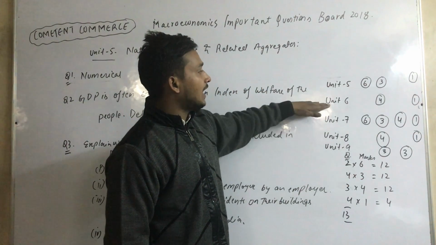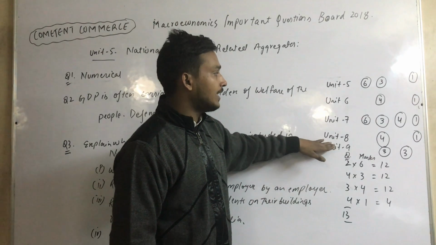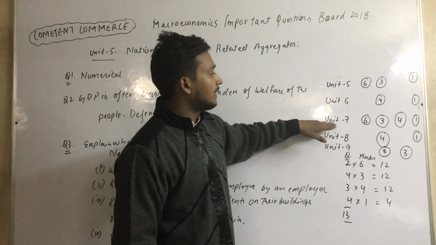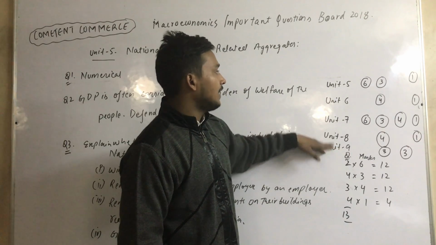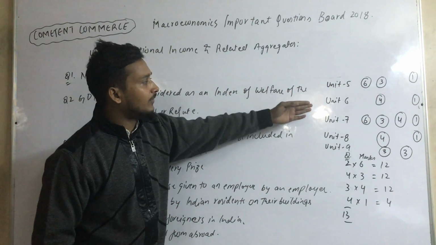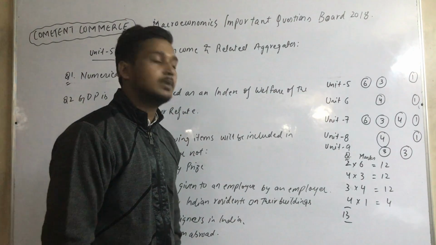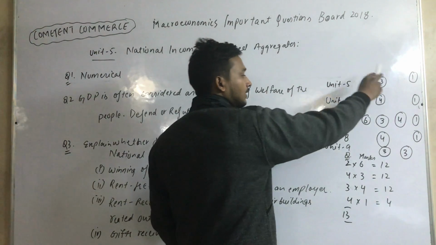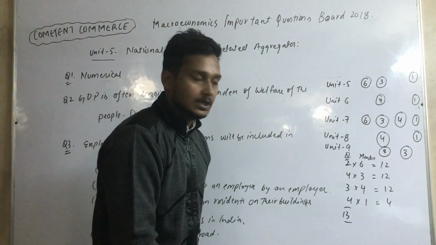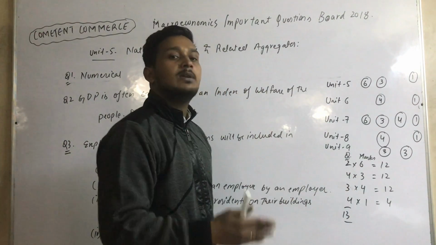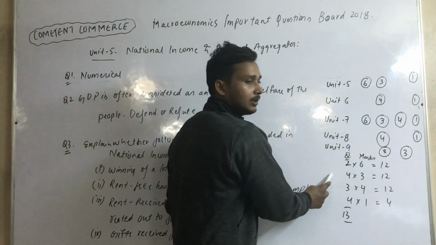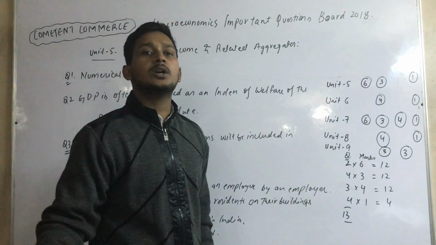4 mark questions can be asked from unit number 6, unit number 7 and unit number 8, and 3 mark questions will be asked from unit number 7, unit number 9 and unit number 5. 1 mark questions will be asked from unit number 5, unit number 6, unit number 7 and unit number 8. So please go through that blueprint of macroeconomics 2018, and one by one I will be telling you the important questions for each of these units that can be asked in the examination 2018.